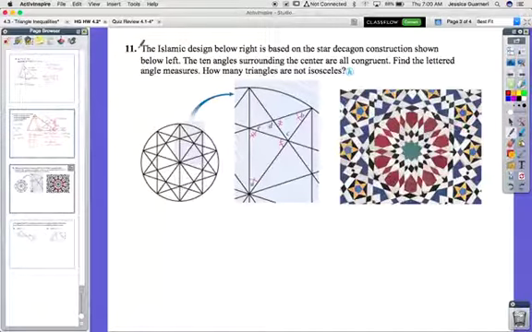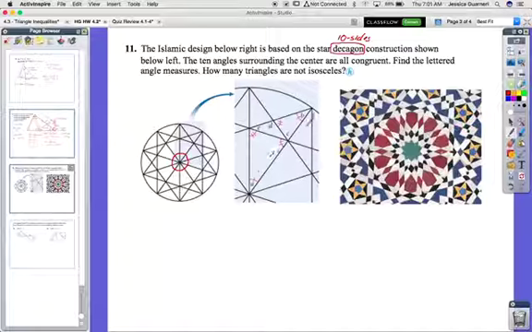All right, so the next one I had questions about was number 11. Number 11 tells me that the Islamic design below right, so this design right here, is based on the star decagon. What is a decagon? Yes, 10 sides. A decagon has 10 sides. Construction shown below left. The 10 angles surrounding the center, so they're right here. Believe it or not, there are 10 right there. So the 10 angles surrounding the center are all congruent. Find the lettered angle measures. How many triangles are not isosceles? So we're trying to identify each one of these.